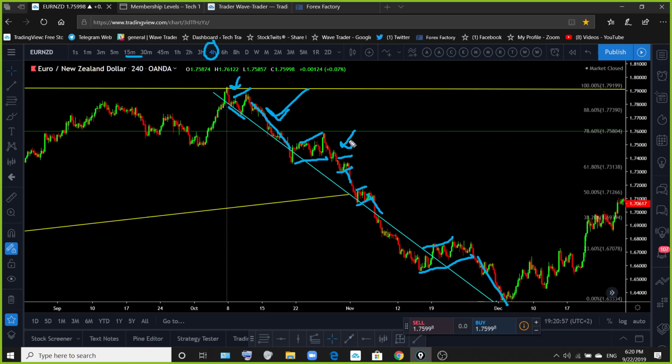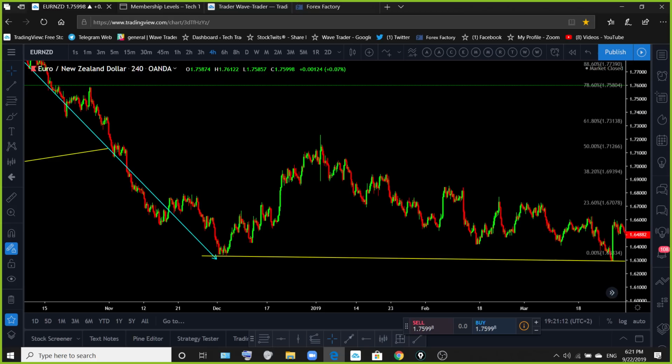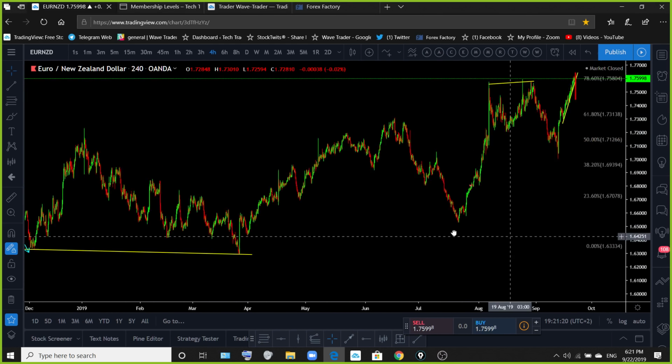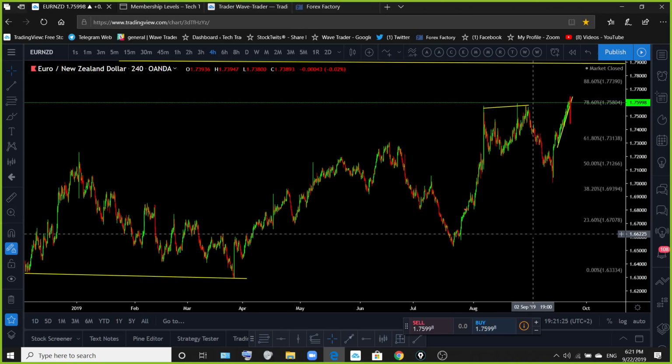So 1, 2, 3, 4, 5, and even when we had that bigger correction, we were anticipating one more drop as well. That's why we look for big moves, big waves. When you figure out that price is going in a particular direction, it will be easy for you to add more.